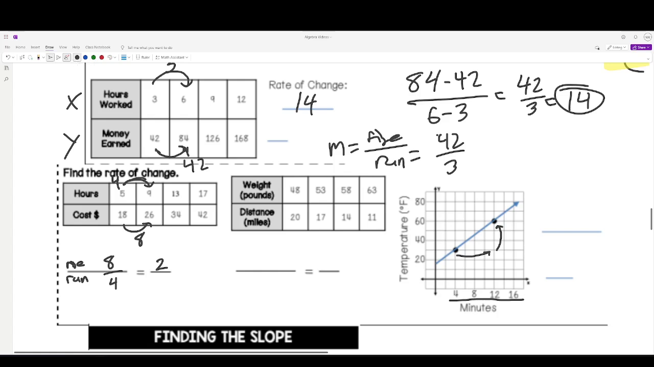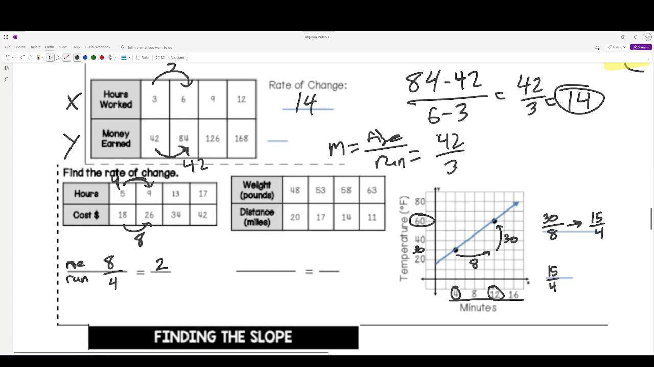So I went from 4 up to 12. So this is not a 4, this is an 8 that I went here. From 4 to 12, I went 8 units. Similarly, on the vertical axis, I went from in between here, which is 30, up to 60. So that was a rise of 30. So instead of 3 over 4, I actually have 30 over 8, which I can simplify by dividing by 2 and put 15 over 4. So my slope here would be 15/4.